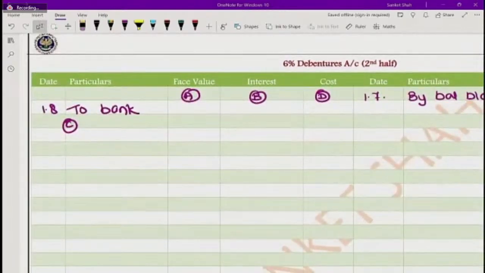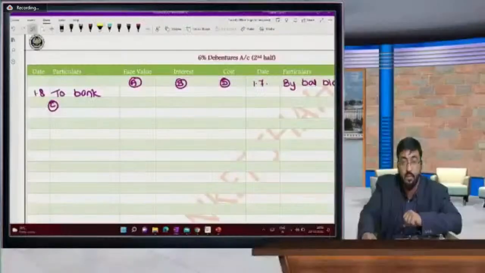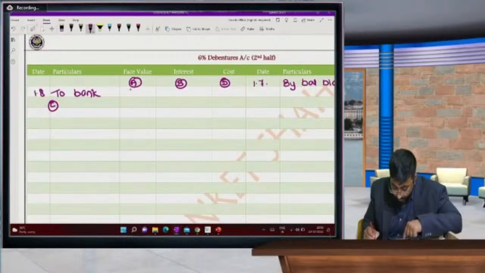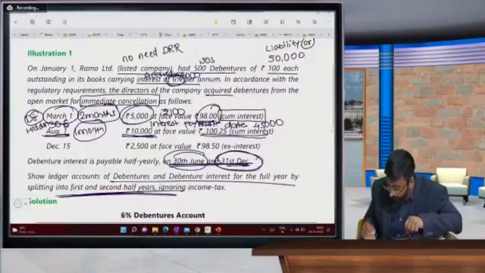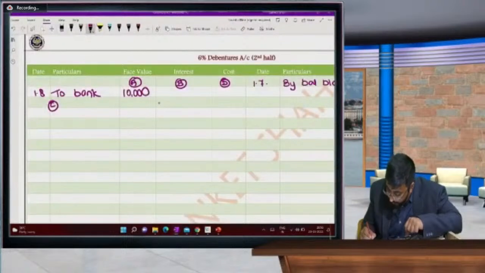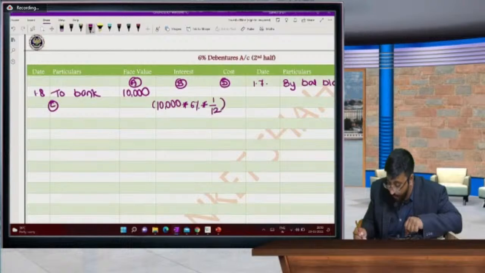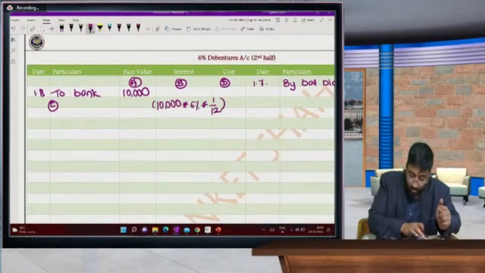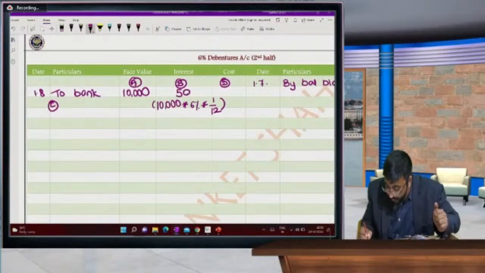Chalo. Understand it. A, face value 10,000, correct? B, interest: 10,000 into 6% into 1/12. 10,000 into 6% divided by 12, that is 50 rupees.